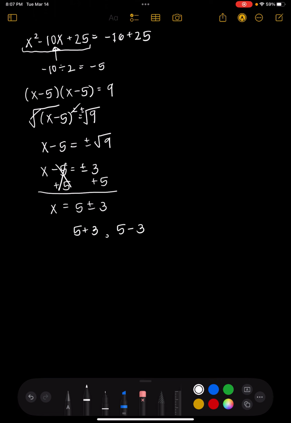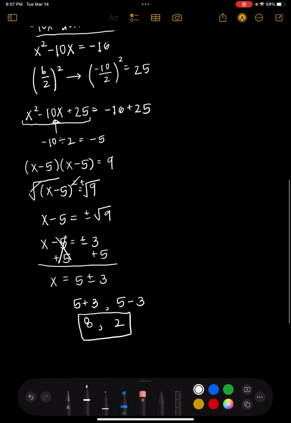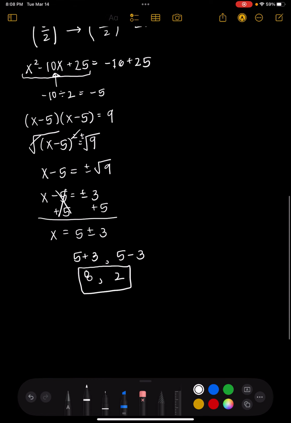And because those are both like terms, we can actually add them together. We don't leave them like that. 5 plus 3 is 8, and 5 minus 3 is 2, so 8 and 2 are my answers. So x could be 8, x could be 2, but those are both my answers. Okay, once again, lots of steps right here, but they're not crazy steps.